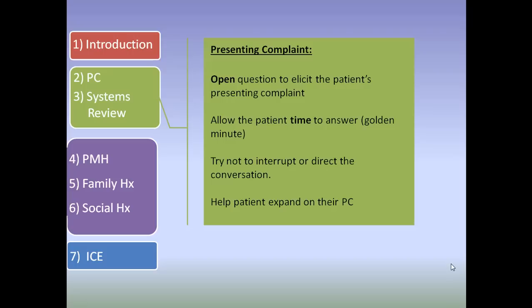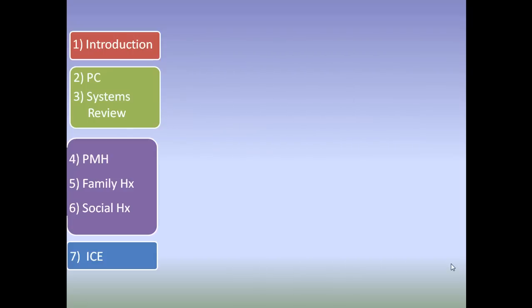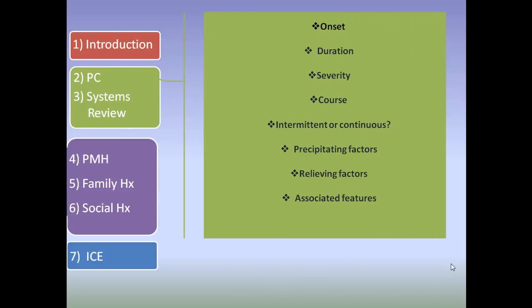The mnemonic SOCRATES is often used to help guide questions here. Specific questions to ask include the onset of the symptoms, for example, when did the symptoms start, and whether this was a gradual onset or acute onset. We need to be able to know the exact duration of the symptoms. Is it minutes, hours, days, or months? Also, how severe they think it is. Often, you can give the patient a scale, for example, on a scale of 1 to 10, with 10 being the worst pain you've ever experienced, how would you describe your symptoms?